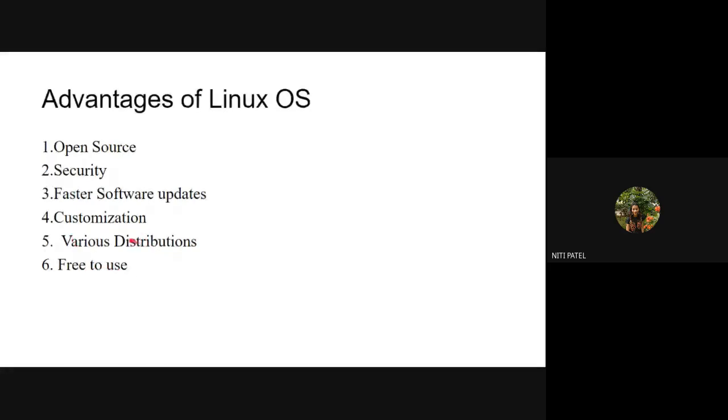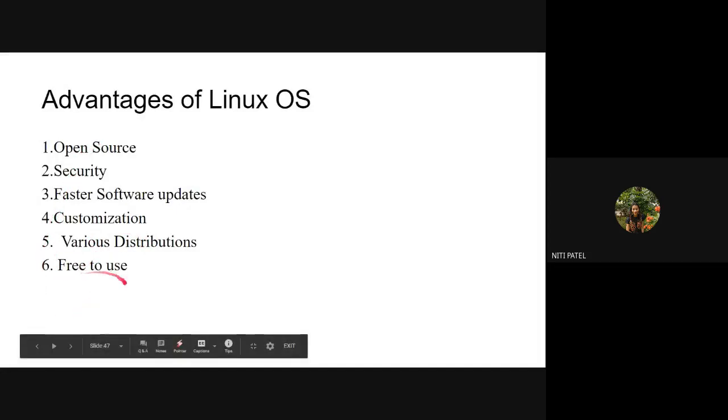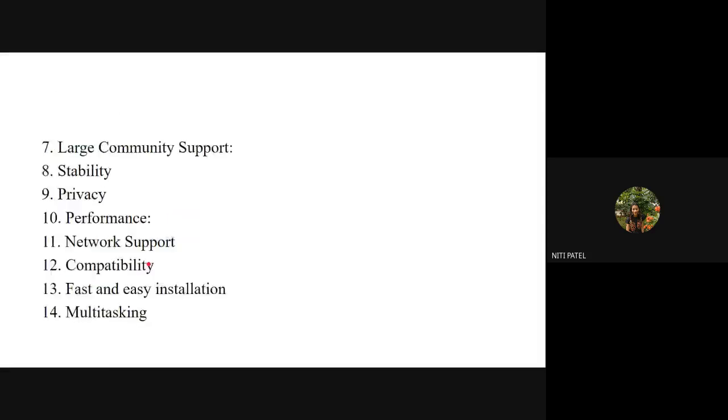Various distributions, that means it has multiple versions, and every version has something or other new in it. Since it is open source, it is also free to use. We do not have to pay anything. Large community support. What is this large community support? If you remember in the distinguish, I had explained that anybody who joins that particular community, the code is given to that person, and then he can always add and delete in that particular code. So anybody is allowed to add themselves in that particular community to make changes inside the operating system.